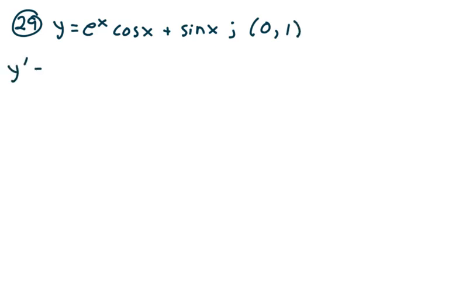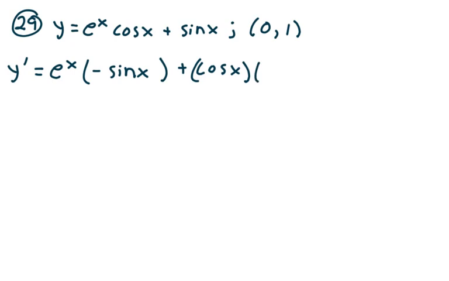And so y prime is e to the x, so I need to do the product rule on the first term. And I'm going to multiply by the derivative of the second function with respect to x. So in other words, I'm going to take e to the x times negative sine x. I'm going to add cosine x times the derivative of e to the x with respect to x, which is e to the x. And then I'm going to add the derivative of sine x with respect to x, which in this case is cosine x.